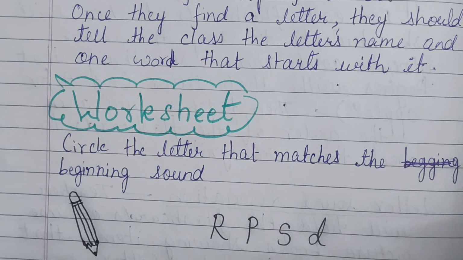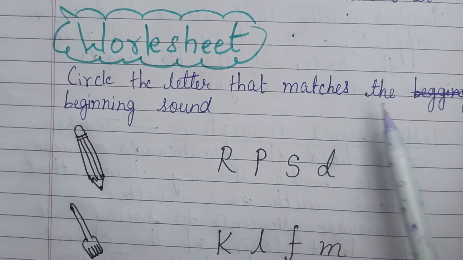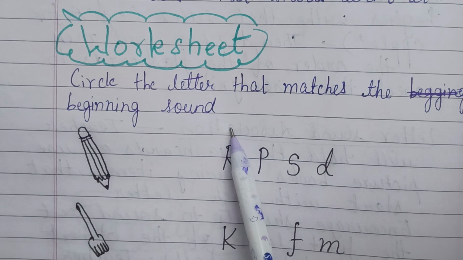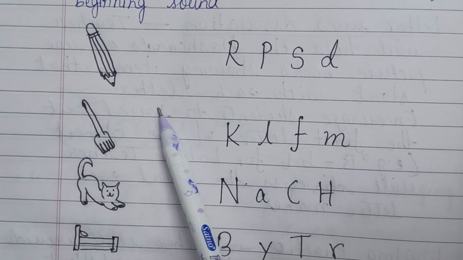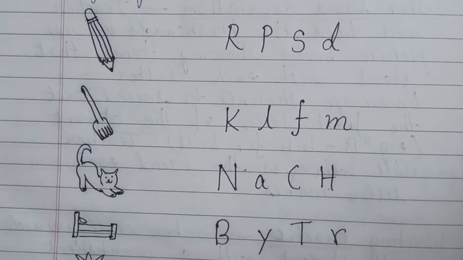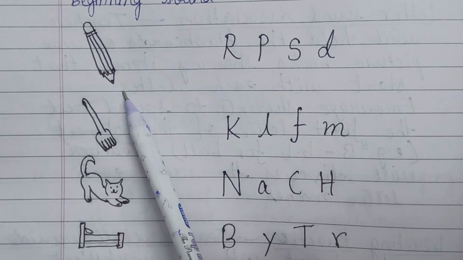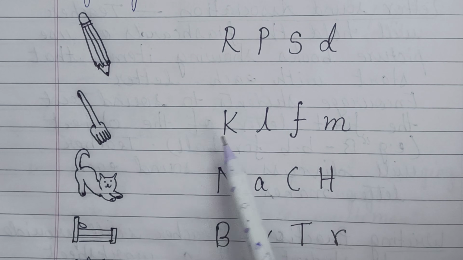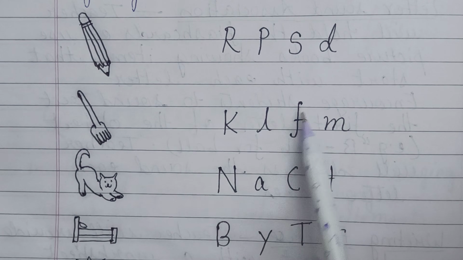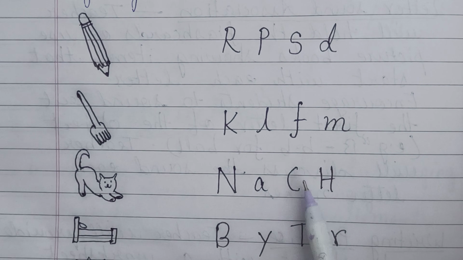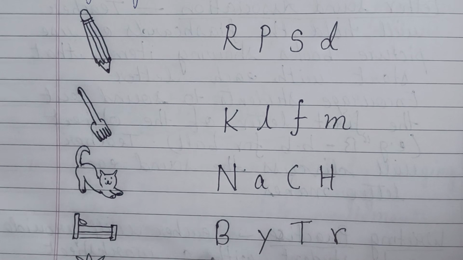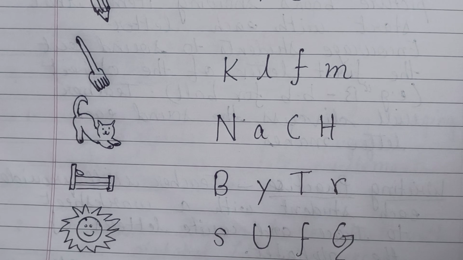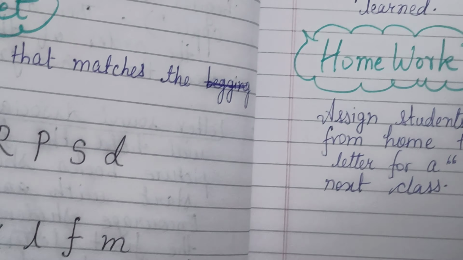So you can also use a worksheet in which students will circle the letter that matches the beginning sound. So this is pencil, fork, cat, bed and sun. So student will circle pencil, P, fork, F, cat, C, bed, B, sun, S. So students will circle the letters of the beginning sound.